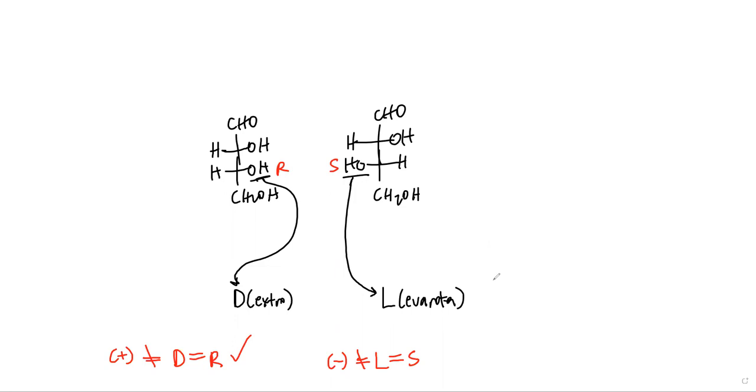So that's where D and L come from, and that will come into play a little bit later when we talk about how to identify sugars once we cyclize them. But that's also another thing, right? Is that not only can we identify sugars in their linear form, like whether they're D and L, but we can also cyclize them too, right?